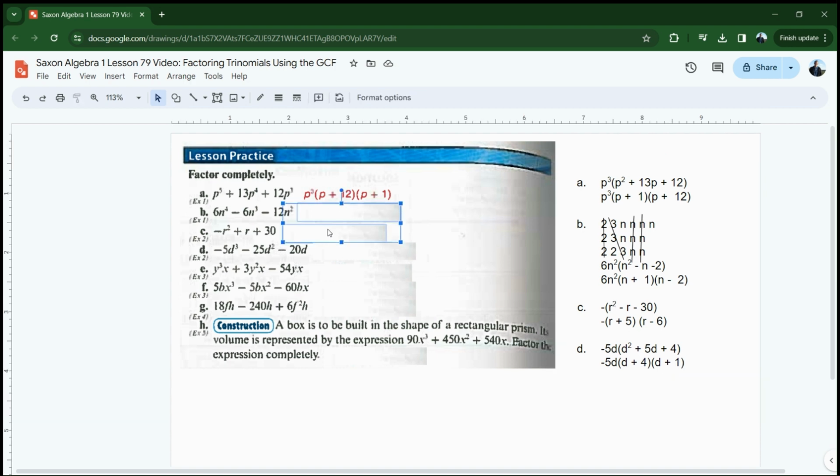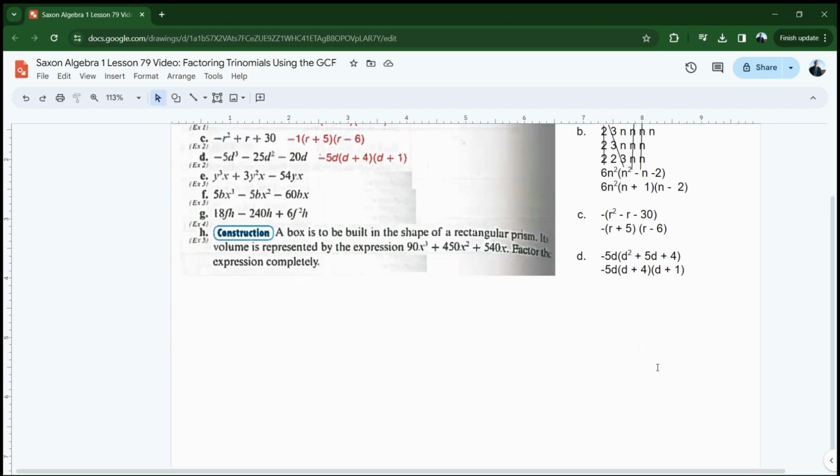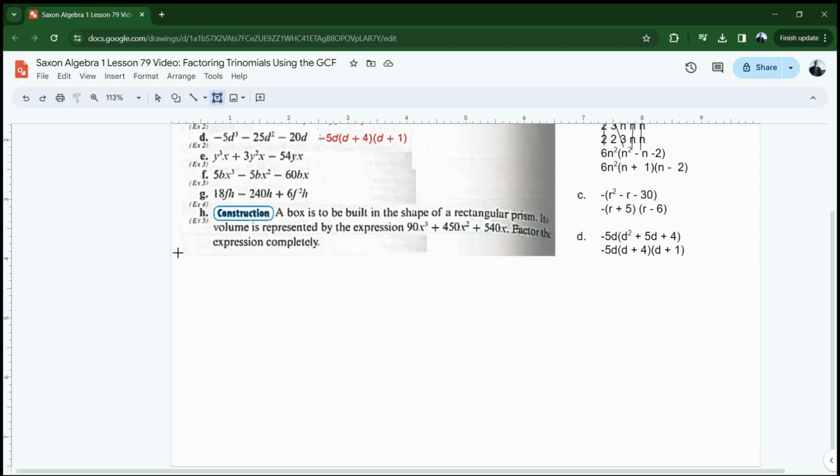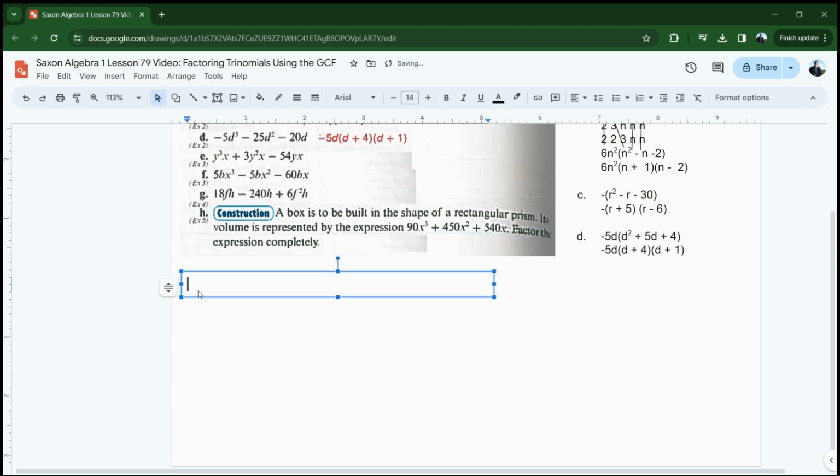I haven't been showing the answers, but let's just check the last 3 to make sure we did them right. That one's good. This one's good. I even got them in the right order. And then this one's good as well. All right. Let's go on to letter E. We're going to move our work over to this side of the page.